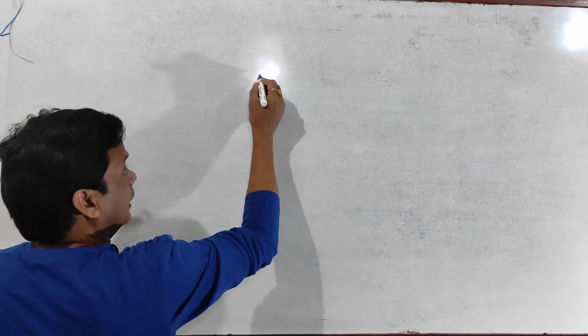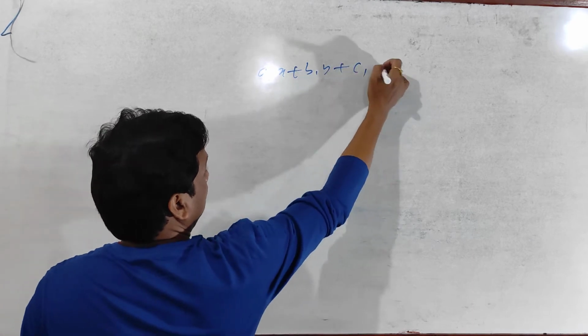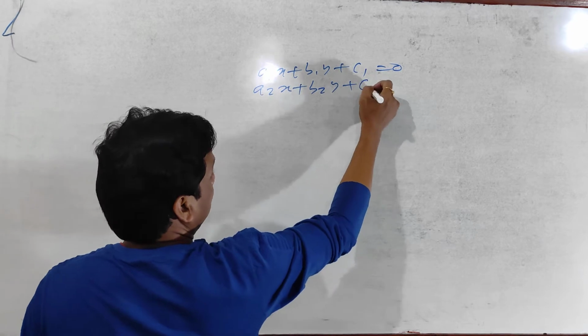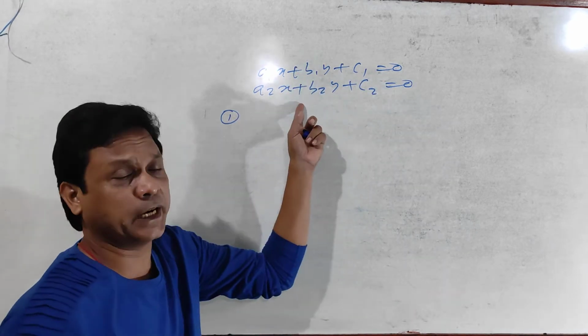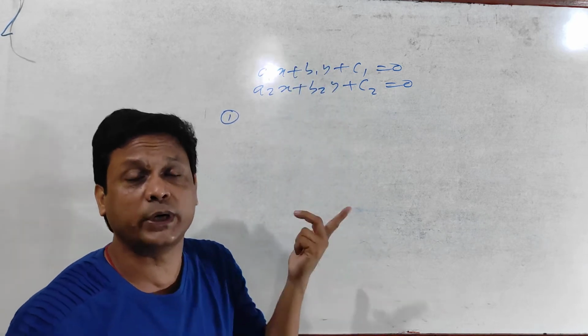And now see here, I am taking two lines, a1x plus b1y plus c1 equal to 0, and a2x plus b2y plus c2 equal to 0. Under what condition are these two lines said to be parallel, perpendicular, or equivalent, that is coincident?